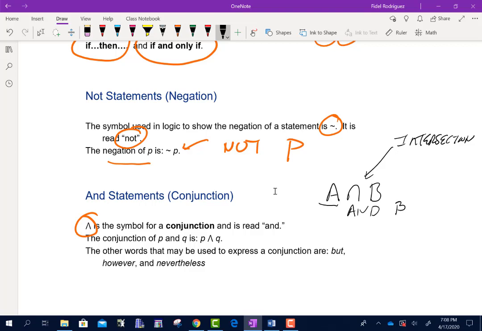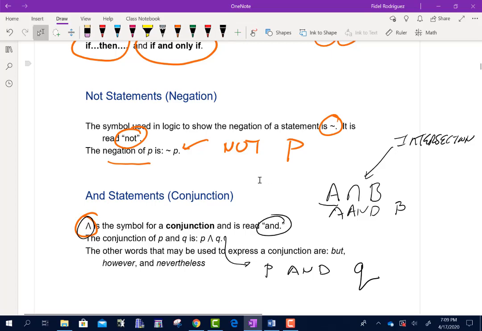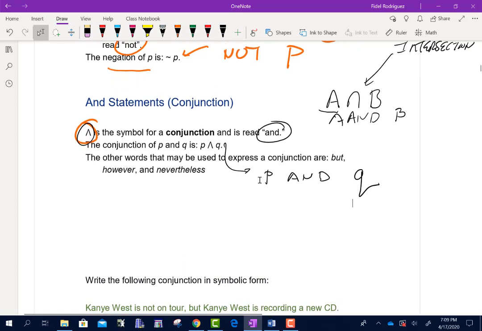and B, right? So I want you to look here. Instead of a little upside down U, it's an up arrow. That up arrow means "and," okay? So it says here, the conjunction of P and Q, the way I read this part right here, guys, is "P and Q," okay? Other words that can be used as a conjunction are but, however, and nevertheless. So sometimes we'll read it as those. I'll show you when we do.